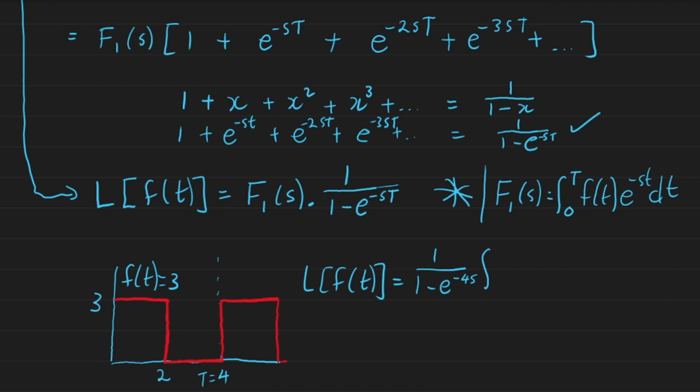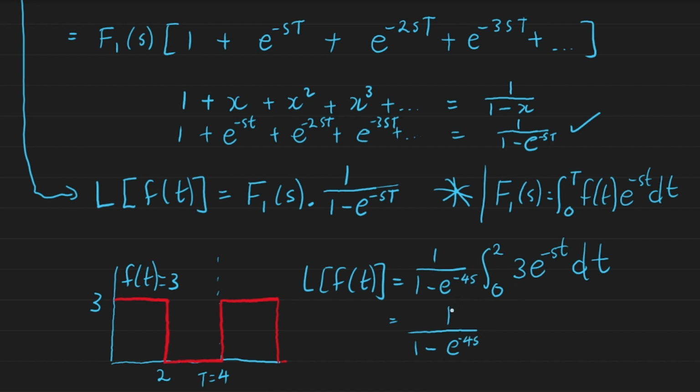Okay, so we have the integral from 0 to 4. However, we can see that from 2 to 4, this value is 0. There's no value there. So this integral is going to be 0. So there's no point in integrating from 2 to 4. So we can just integrate from 0 to 2. And f of t, so that function is just 3. So we have 3 times e to the minus st dt. Then we have 1 over 1 minus e to the minus 4s.